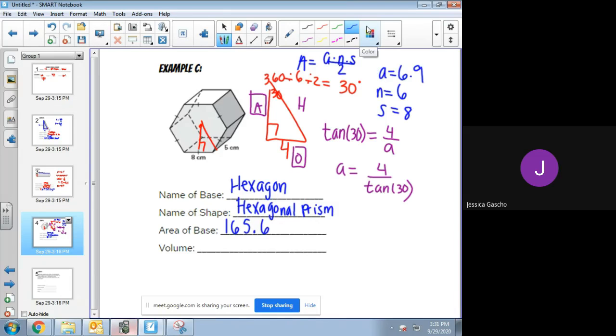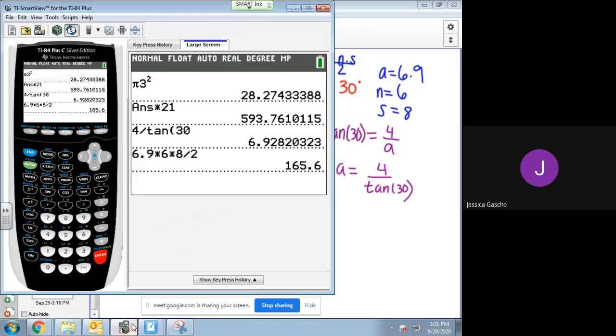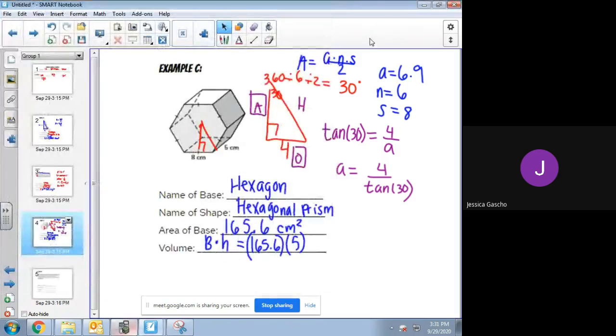And remember, area is always going to be units squared or square units. To find the volume of this shape, since it's a prism, I'm going to take that base that I got, that 165.6, and multiply by my height. That ends up being 165.6 times 5. So I'll go back to my calculator and just do a short little times 5 to give me 828. And remember, our volume is always cubic units, so that's cubic centimeters or centimeters cubed.